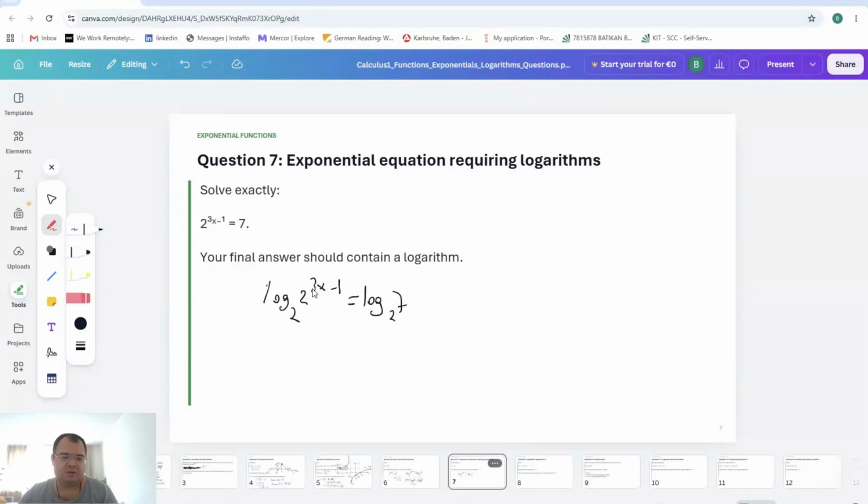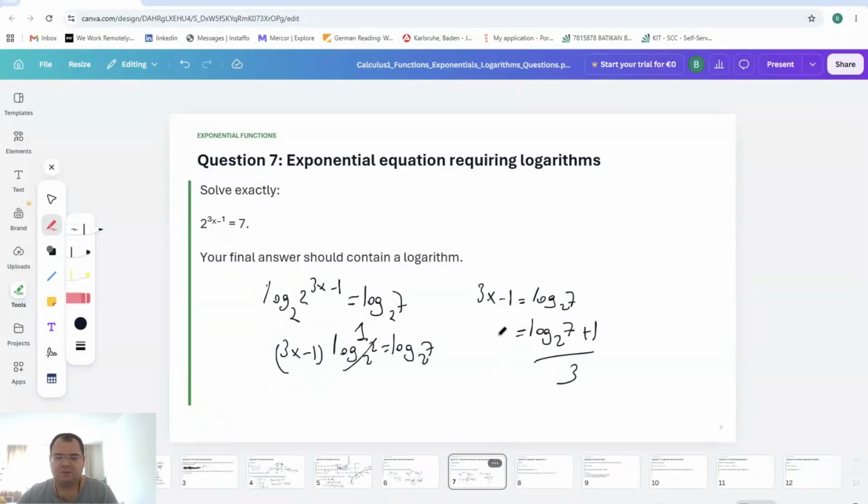And again, you can put this exponent outside of the logarithm, and log base 2 of 2 is 1. You will end up with 3x minus 1 equals log base 2 of 7. So x equals log base 2 of 7 plus 1, over 3, which is our x.